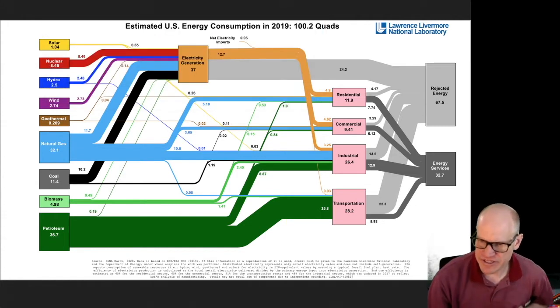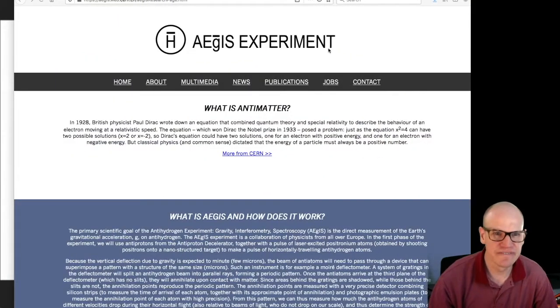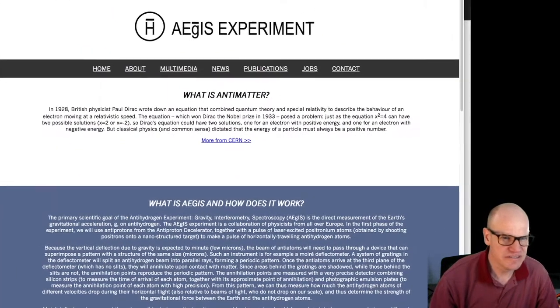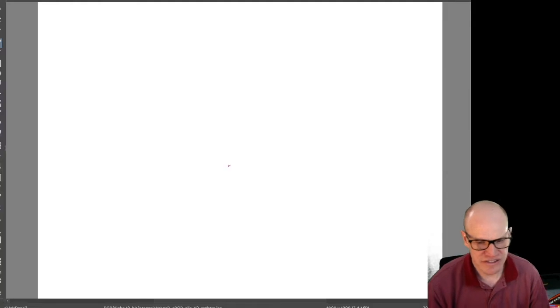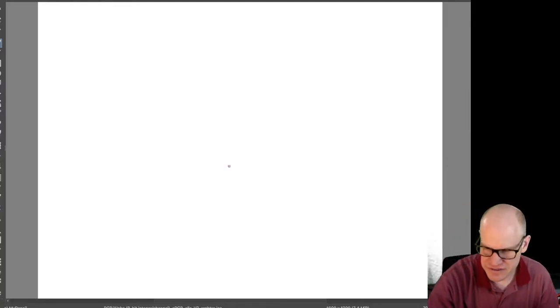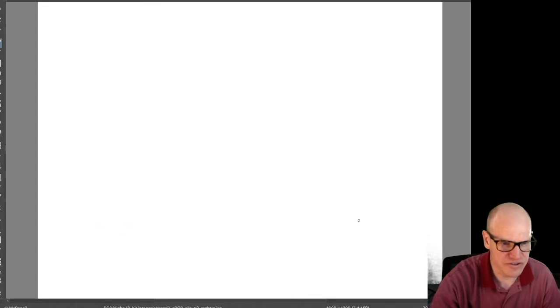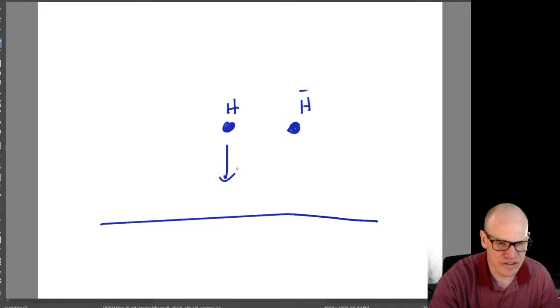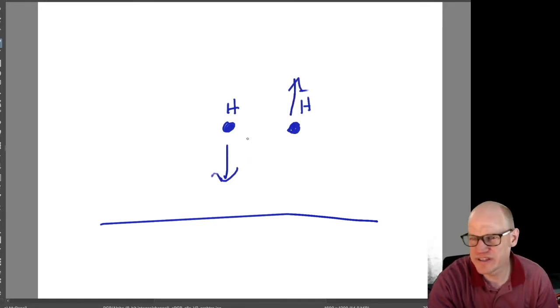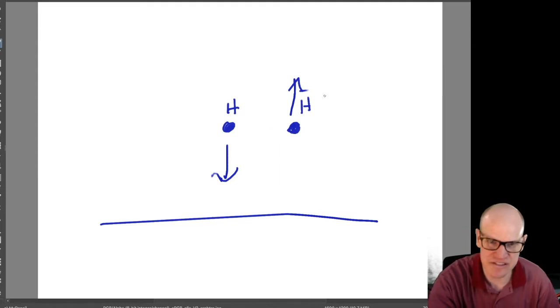So there's an experiment at CERN called the AEgIS Experiment, right here. And the question that they are asking is, if you have a gravitational field, so like here's the surface of the Earth, and you have hydrogen, so here's a hydrogen atom, and then you have antihydrogen, here's an antihydrogen atom. Do these things fall in different directions? Does antihydrogen have negative matter? Or maybe do they fall at different rates? Because this is made out of antimatter.